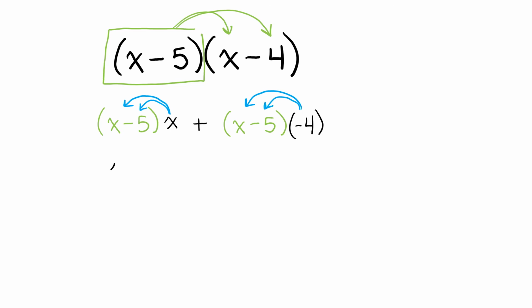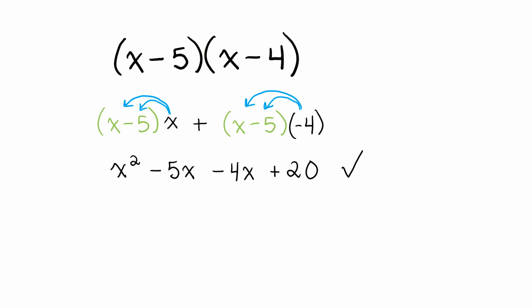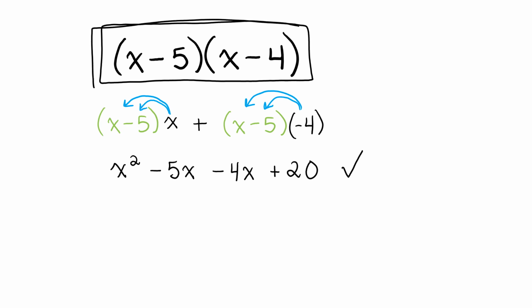X times x is x squared. X times negative 5 gives us minus 5x. Negative 4 times x gives us minus 4x. And negative 4 times negative 5 gives us plus 20. This is the same expression that we started with. So the factored form of that expression is indeed the quantity x minus 5 times the quantity x minus 4.